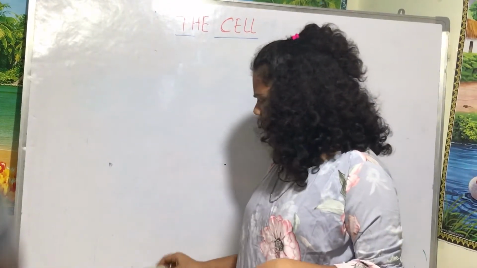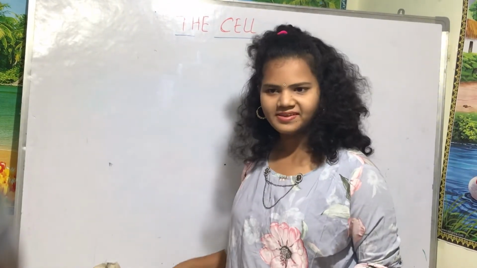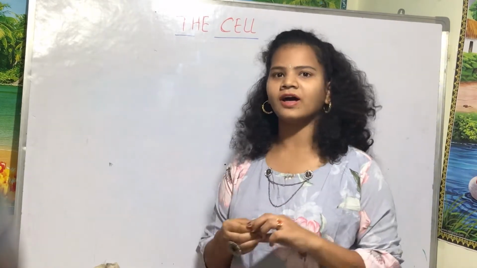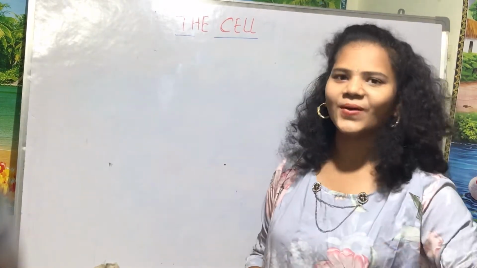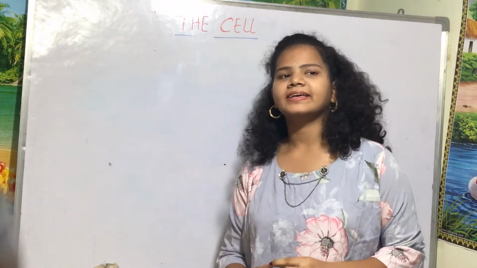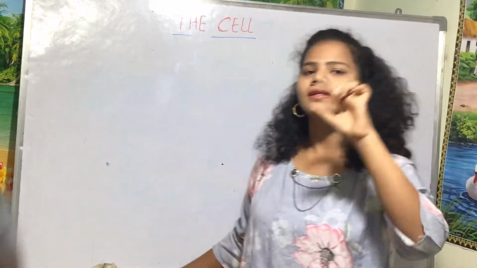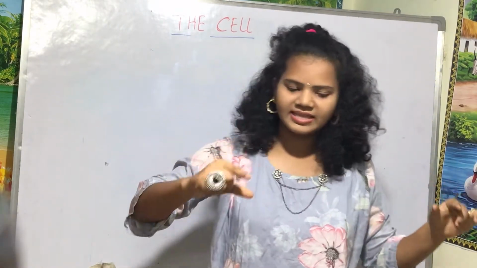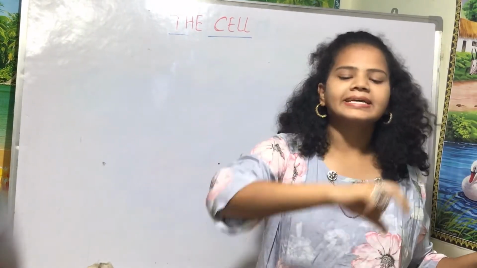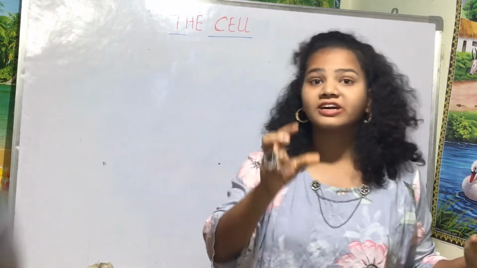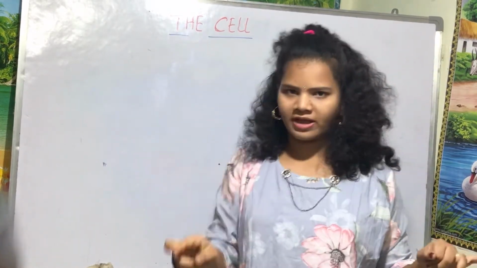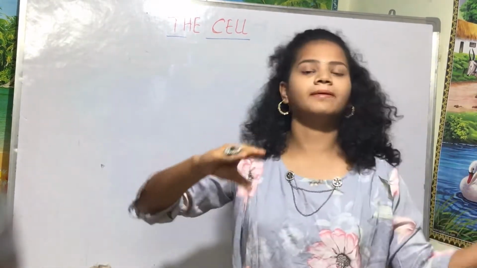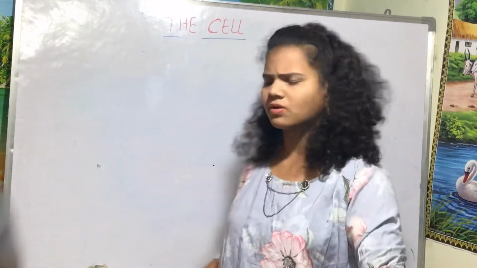Okay, so what is a cell? Is this the cell, or are you thinking of this cell? No, not at all. A cell is the smallest living microorganism. So we can say that a cell is the basic structural and functional unit of life. Alright? And cell is the basic fundamental unit of life, we can also say.